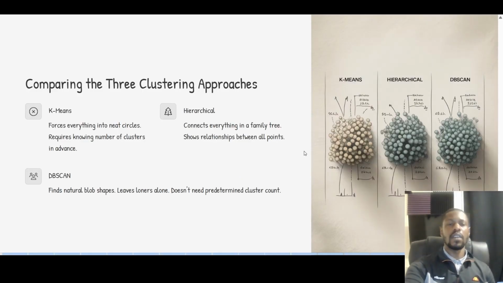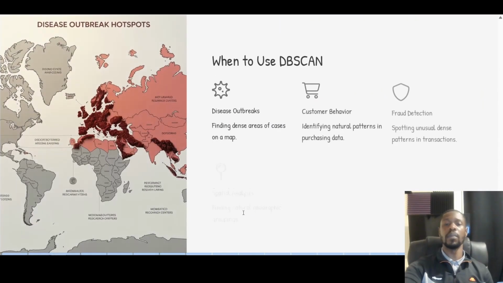So comparing further the three clustering approaches, k-means forces everything into neat circles, neat clusters, neat groups, and requires knowing the number of clusters in advance. Hierarchical connects everything in a family tree and shows the relationship between all the points. Density-based scan categorization finds the natural blob shapes and leaves the loners alone. It doesn't need a predetermined cluster count.